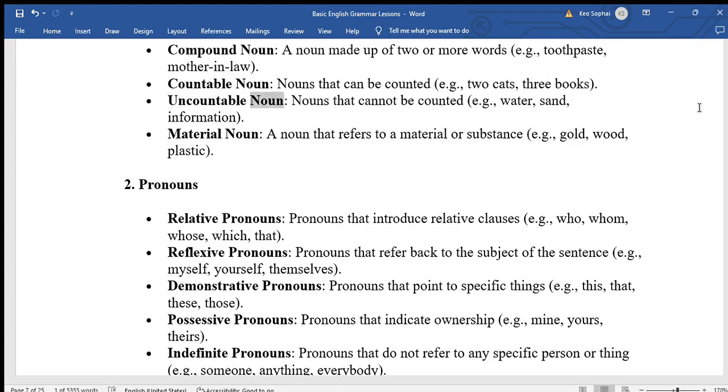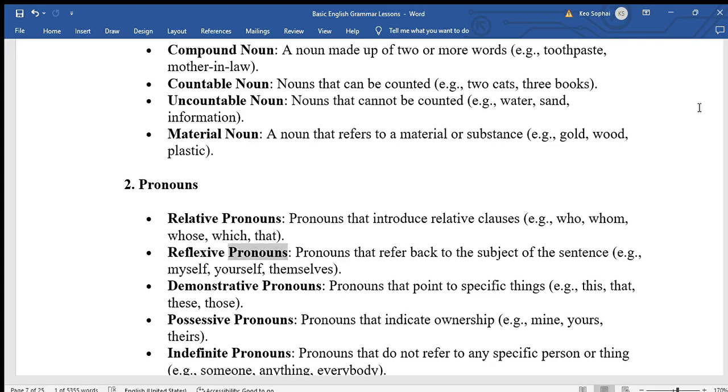Uncountable noun, nouns that cannot be counted. Example, water, sand, information. Material noun, a noun that refers to a material or substance. Example, gold, wood, plastic. 2. Pronouns. Relative pronouns, pronouns that introduce relative clauses. Example, who, whom, whose, which, that.